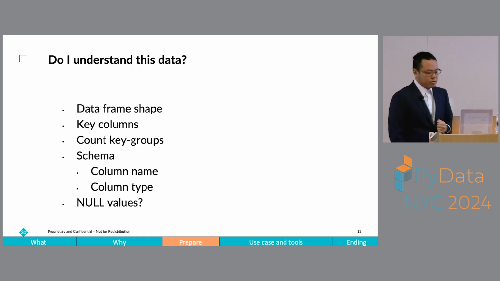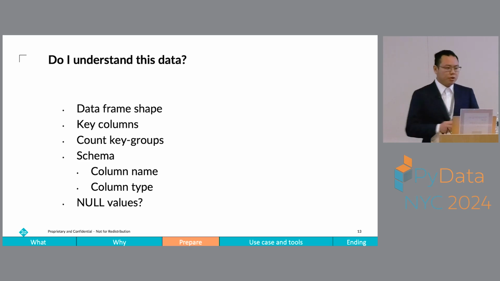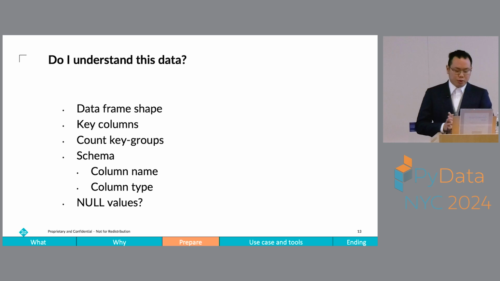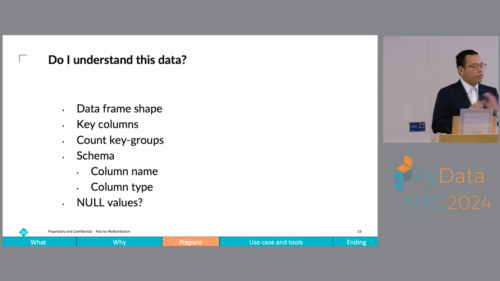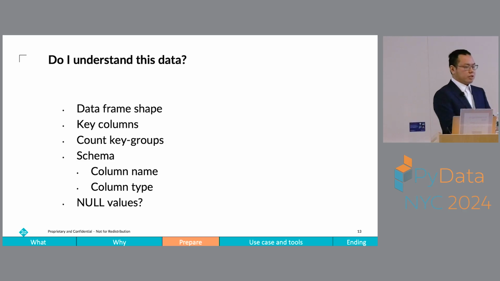The second thing is, do I understand this data, right? Before you do the diffing, you may be able to do some high-level analysis. So you can just get the shape. If two data frames already have a big difference in the number of rows and number of columns, then before you dive in, you already know they're not equal, right?